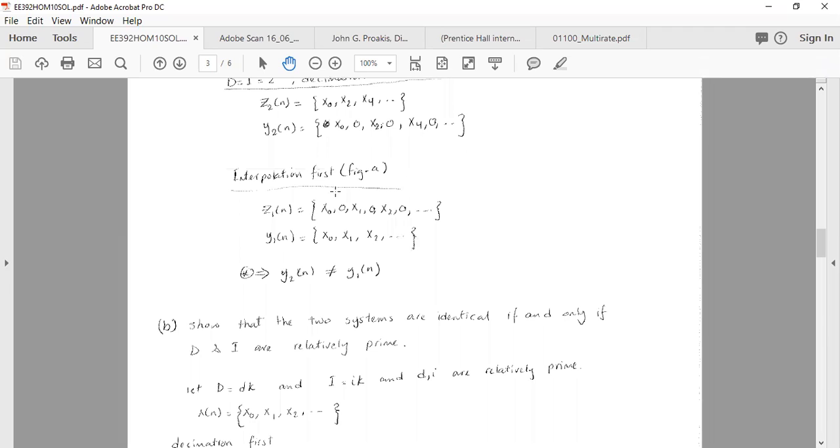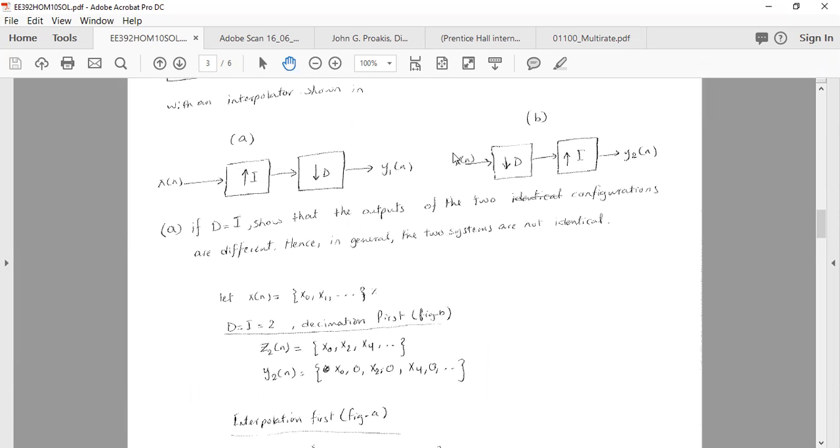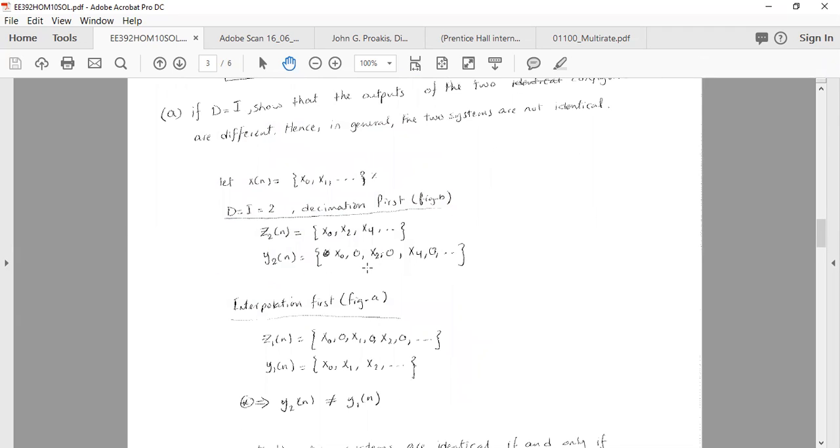Anyways, when we are interpolating with a value of 2, after every single digit we add a 0. Then it goes through a downsampler, the decimator, after the interpolation. So basically we're reducing the sample size. Whatever zeros we have added are removed through the decimator. So we have the output as x0, x1, x2. Based on this, if you compare y2 of n and y1 of n, both of those are not equal.